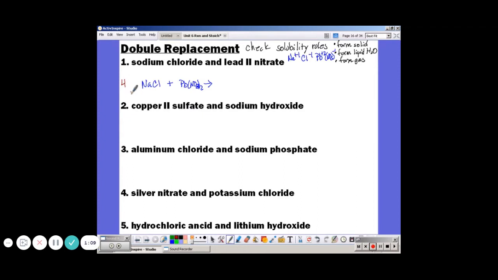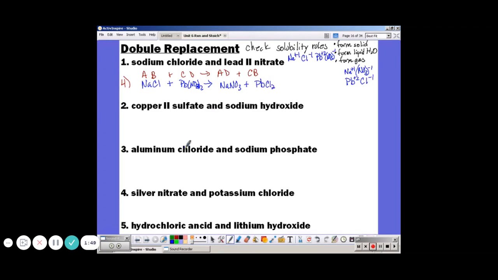There's only one way to write out a double replacement. AB plus CD goes to AD plus CB. So A in the problem is sodium, plus 1. D in the problem is nitrate, NO3, minus 1. So I would have NaNO3 plus C was the lead with a plus 2 charge, and B was chlorine with a minus 1 charge. So that's PbCl2. So then we're going to check our solubility rules to make sure that this works.